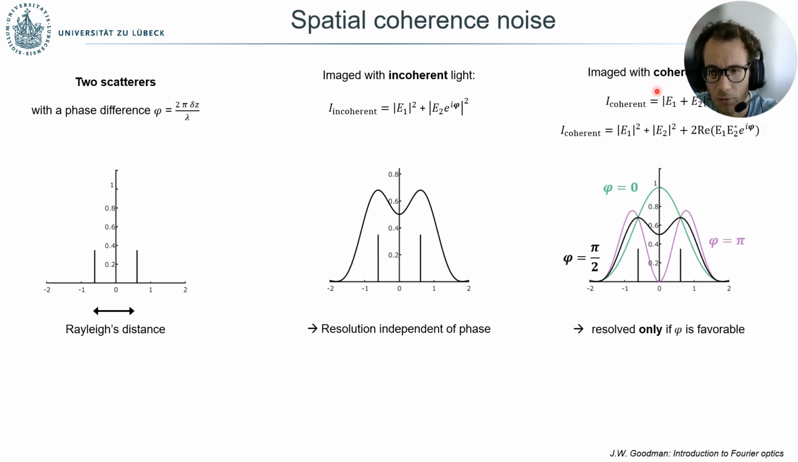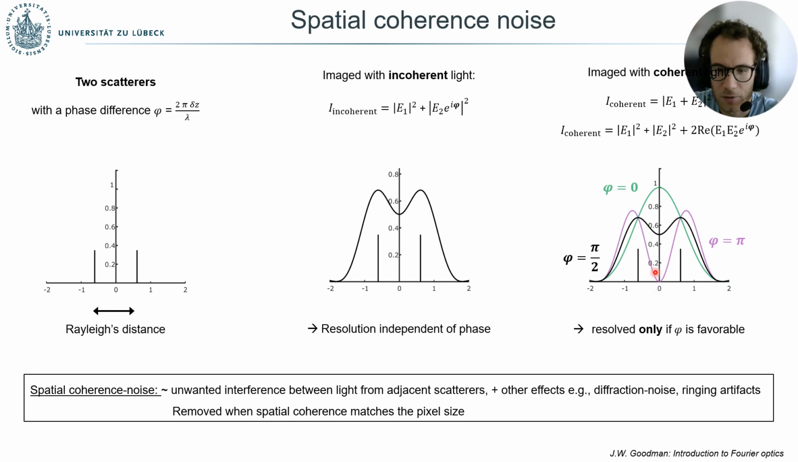But if we have coherent light, as we do in OCT, then it's not the intensities, but the complex amplitudes that add up, so that there is this random interference as well that makes us not being able to systematically resolve the scatterers. They can only be resolved if the phase shift is favorable. And we call this spatial coherence noise, this unwanted interference between light from adjacent scatterers, and it also includes other effects like diffraction noise or ringing artifacts. And spatial coherence noise can be removed when spatial coherence matches the pixel size.